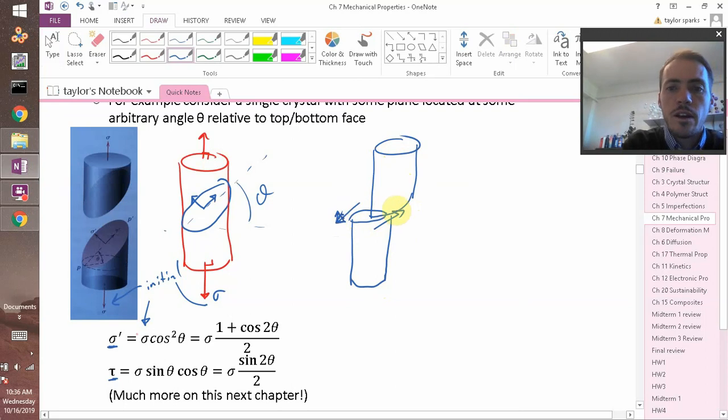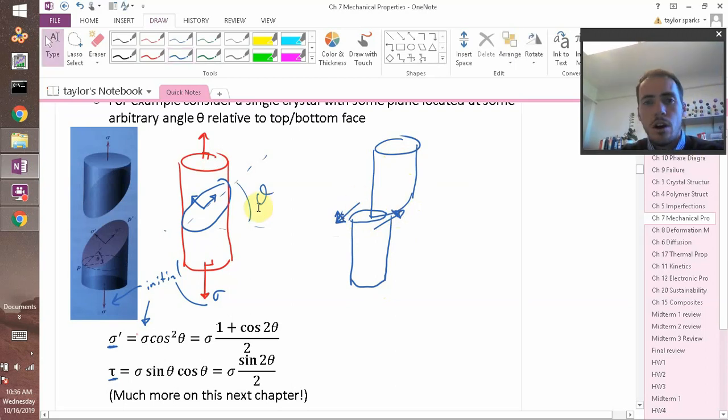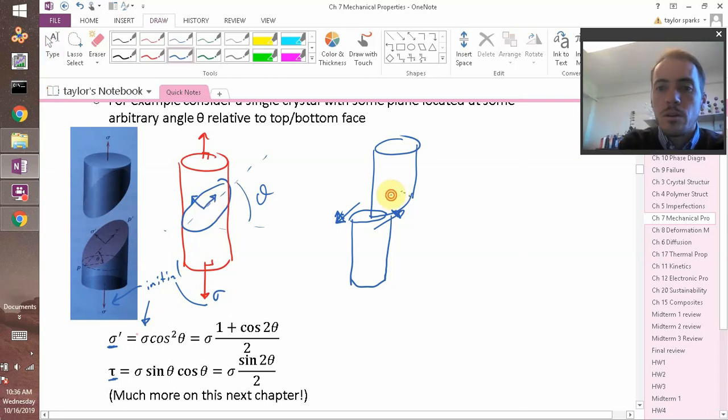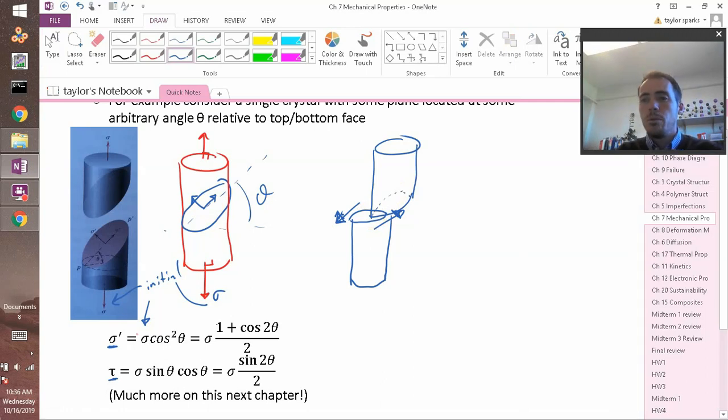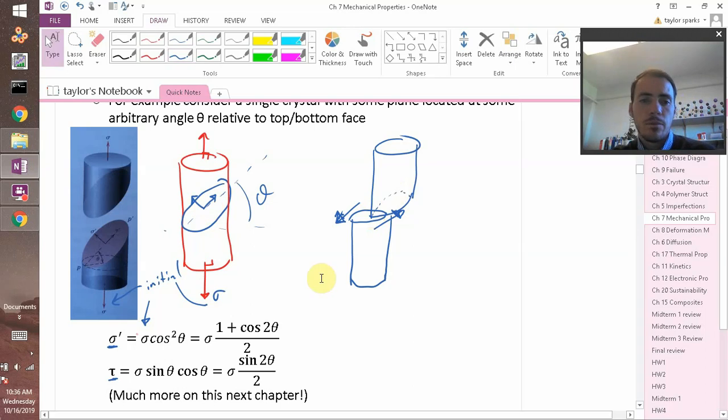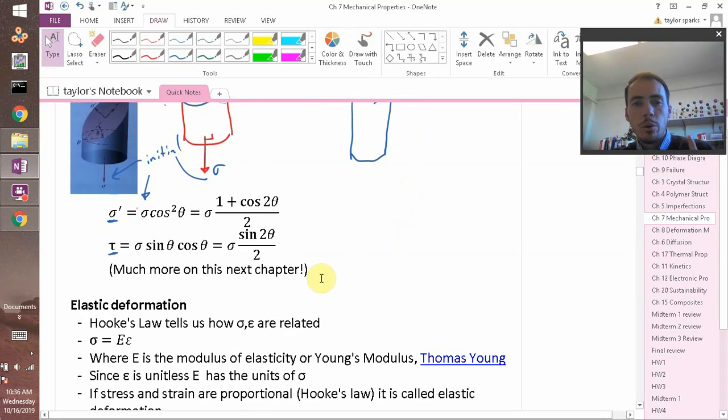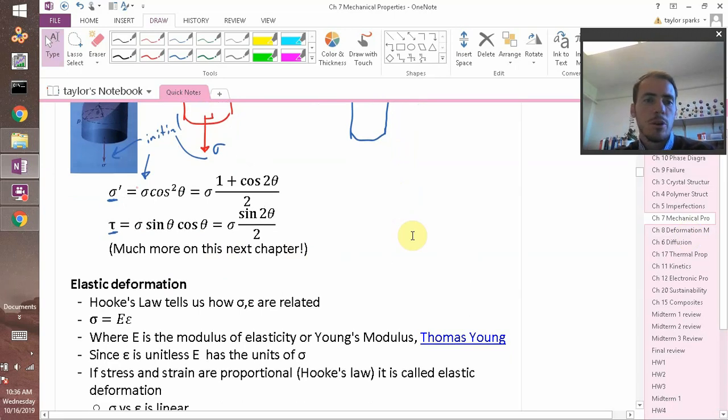This thing can slide due to what we call the resolved shear stress on some imaginary plane in your material. What planes might those be? Well, they might be the exact planes that we learned about in chapter 3 when we talked about planes going through crystal structures: the 110, the 111, the 010 plane. That's exactly what we're talking about here. That's why we learned about those, because they become useful. We will talk more about that next chapter when we get to deformation mechanisms. So that's just a primer on that.